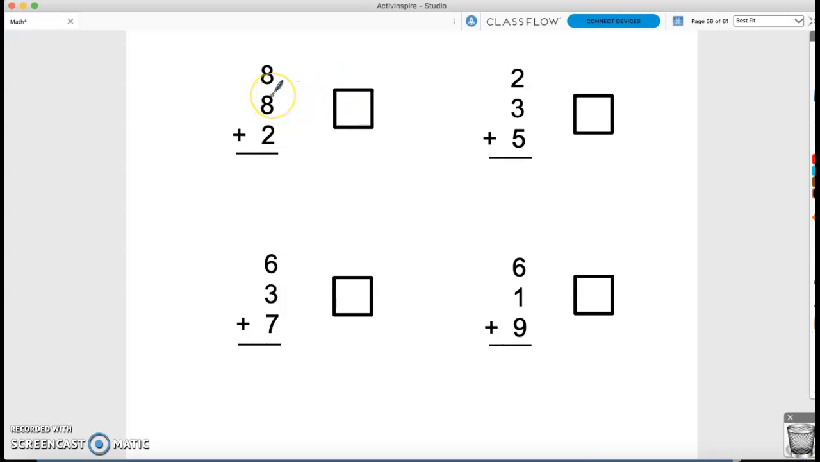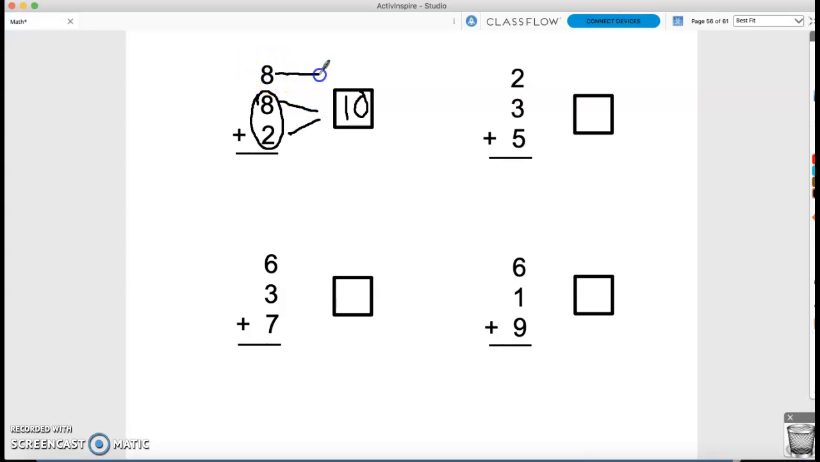So I'm going to look and I'm going to see, and I love to make a 10. 10 is my easiest number to add from. So I see that I can make a 10. I'm going to circle the 2 numbers that make a 10. 8 and 2. So I know 8 and 2 make 10. So 2 and 8 make 10.